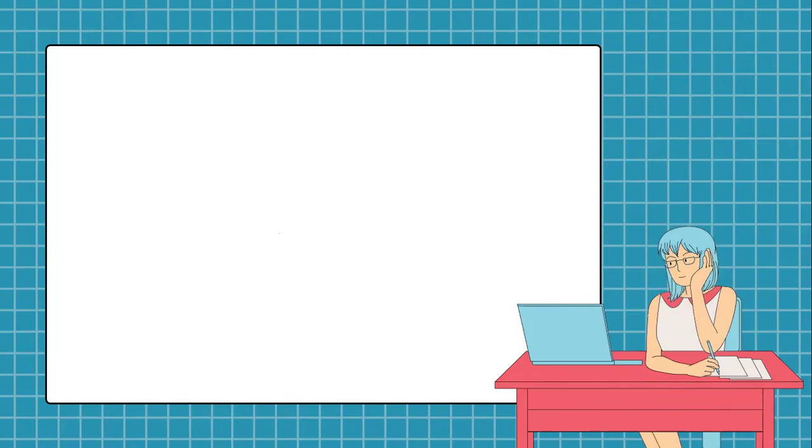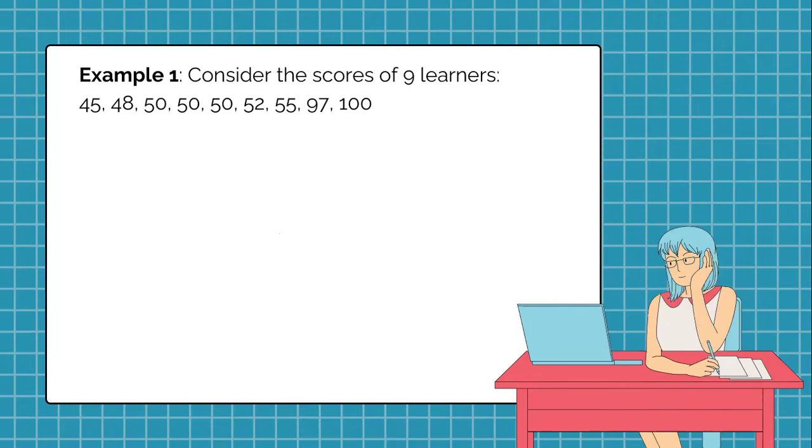Say, for example, look at this set of data. The scores are 45, 48, 50, 50, 50, 52, 55. And observe that 97 and 100 are very high values. So the perfect measure to use here is the median because of the presence of the outliers 97 and 100. Their scores are very high, a high extreme.